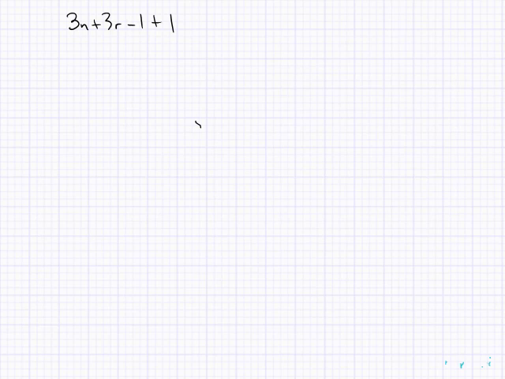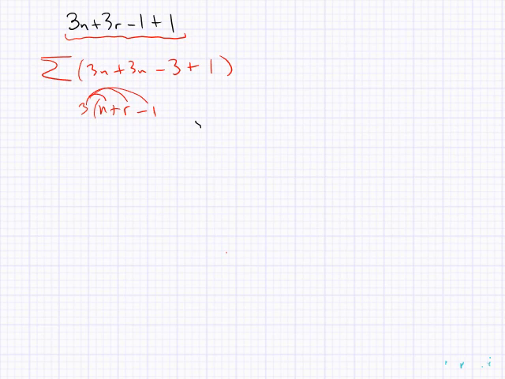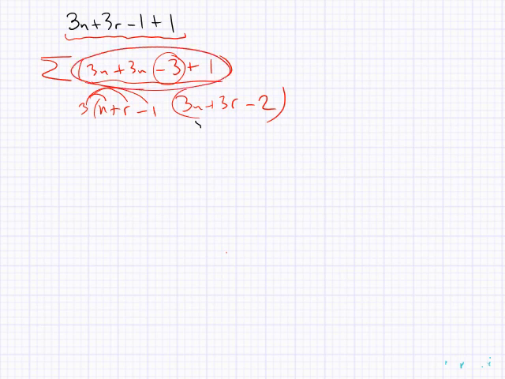In the last slide, I made a little mistake. I had this 3n plus 3r minus 1, and I really shouldn't have had that. It was really supposed to be the sum of 3n plus 3r minus 3 plus 1, because we had this n plus r minus 1 with a 3 on the outside, and that 3 should have distributed in to everything, so this should have been a 3, which then would make this piece right here 3n plus 3r minus 2 into this piece right here.